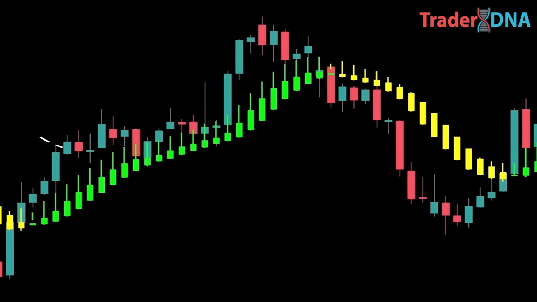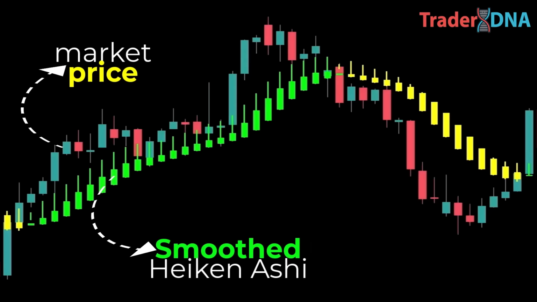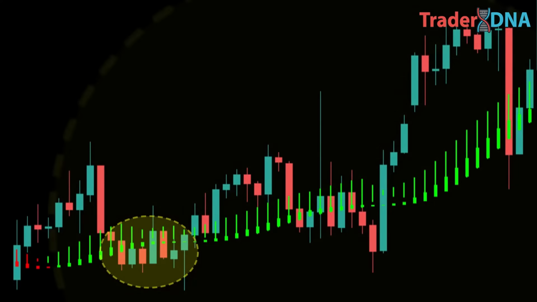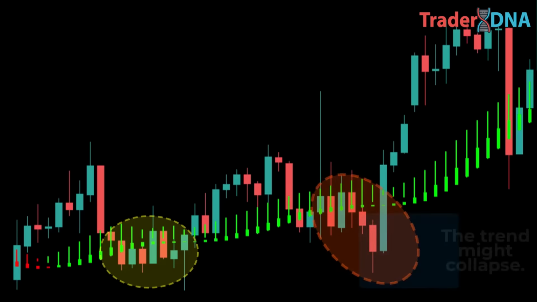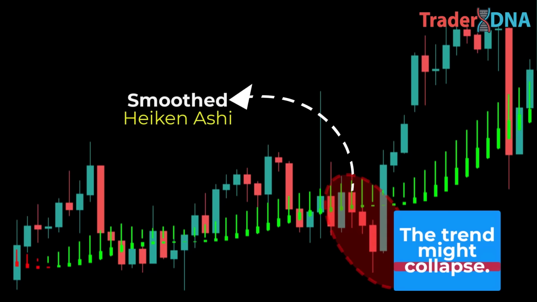You can still see the raw market price, but now you also see the clean trend direction with all the noise filtered out. This makes it way easier to avoid fake outs, false dips, and all those annoying whipsaws that trick beginners into losing trades. Picture this. The market looks choppy, dips are popping everywhere, and it feels like the trend might collapse. Normal candles might freak you out, but smooth Heiken Ashi? It's like shouting, relax! We're still in an uptrend, don't panic. And that confidence can save you from bad decisions.